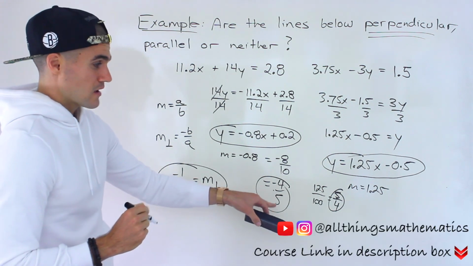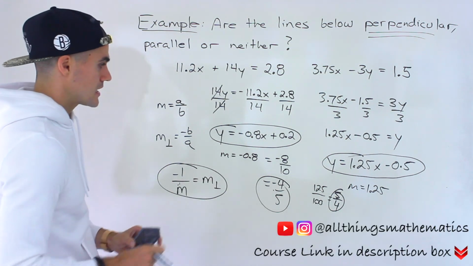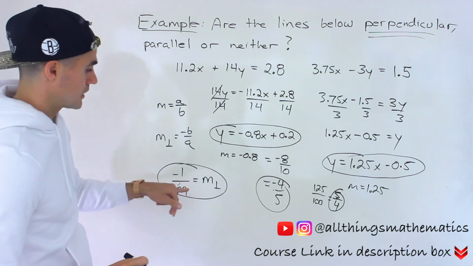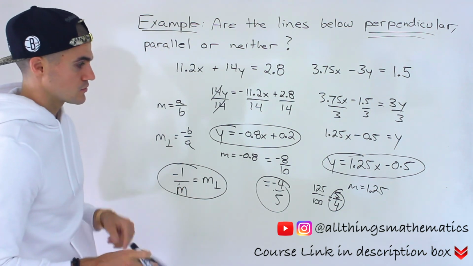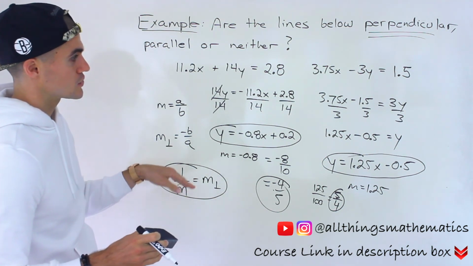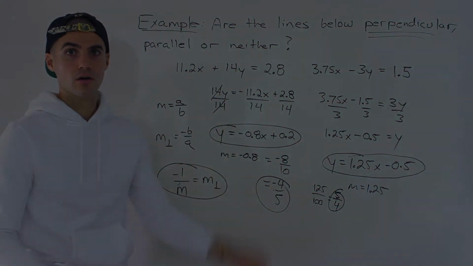Maybe this is a good way if you're not going to have a calculator on a test, but personally, this is what I use. Whichever way you do it, the answer to this question is that both of these lines are perpendicular.